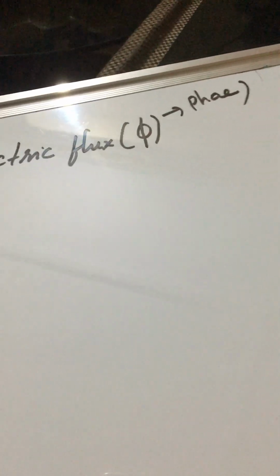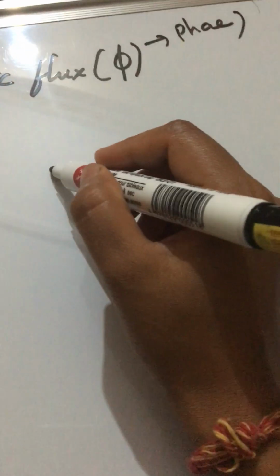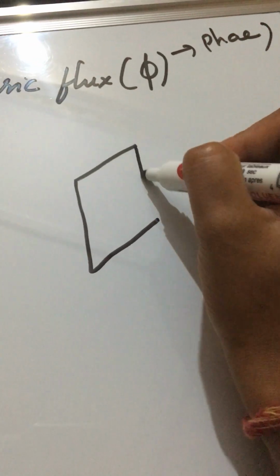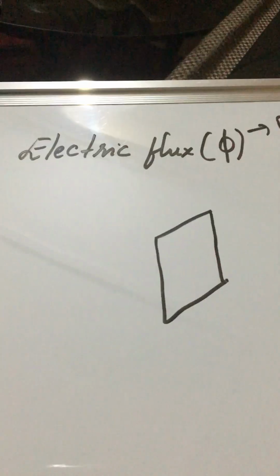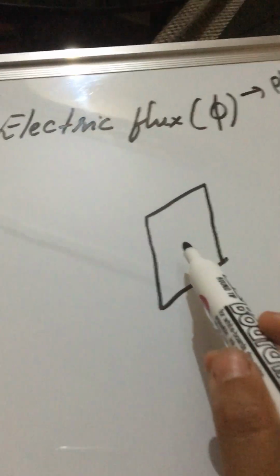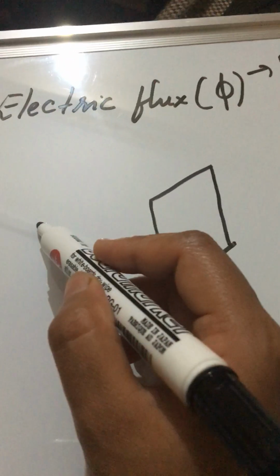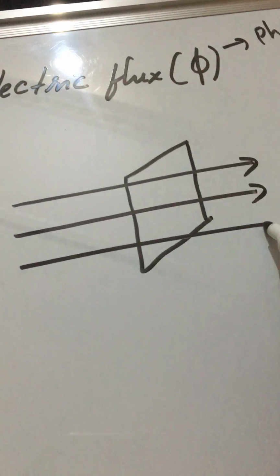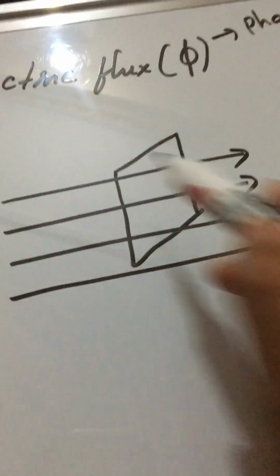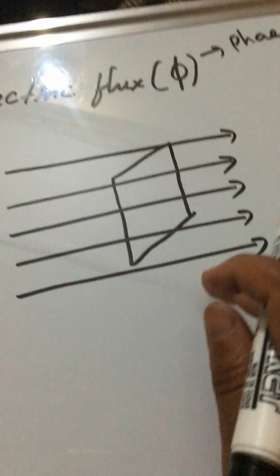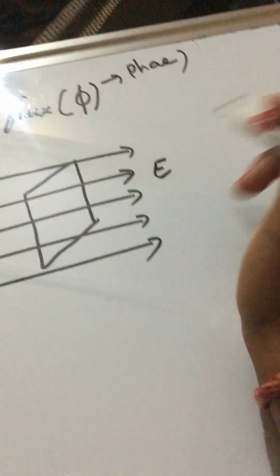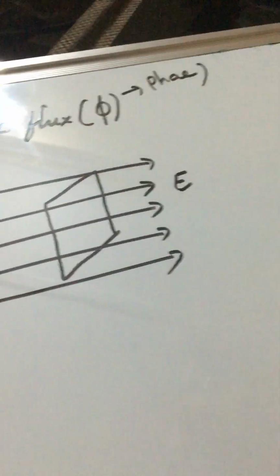Now what is it? To explain this, let me consider one open surface. As we are talking about electric flux, we have to consider the electric field. Let's say this surface is placed in a uniform electric field. You have seen the parallel equidistant lines; what do they mean? Uniform electric field, right? Uniform field lines are parallel.